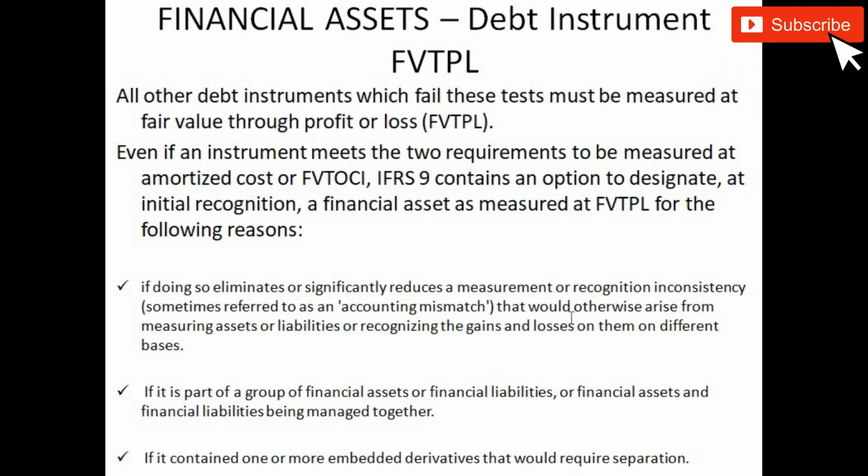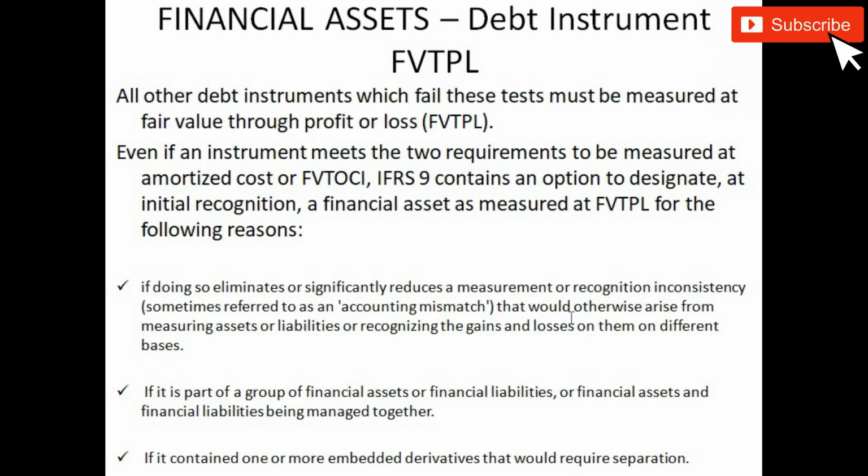First one is, if doing so eliminates or significantly reduces a measurement or recognition inconsistency. Remember that we are presenting financial statements to the users, and for comparative analysis, there must be consistency. So if opting for fair value through profit or loss will enable an entity to give consistent financial information, then why not?